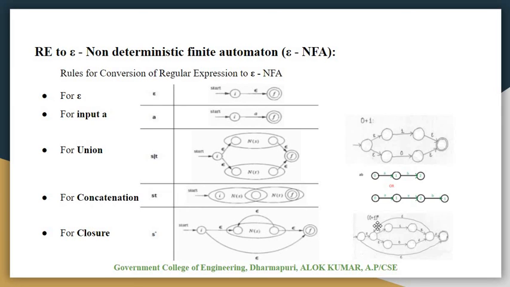So here this one is (0 plus 1) closure. So the initial state here, and this one is final, and in between 0 plus 1, this one is 1 and 0, and from this state to this state we have done a transition using the empty string. So this one is (0 plus 1) closure. We will see all these rules applied on one example.